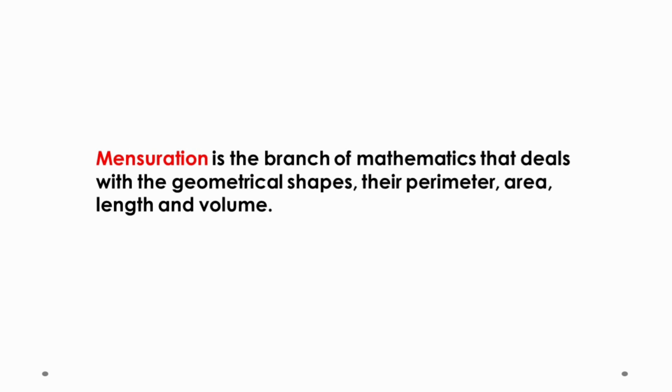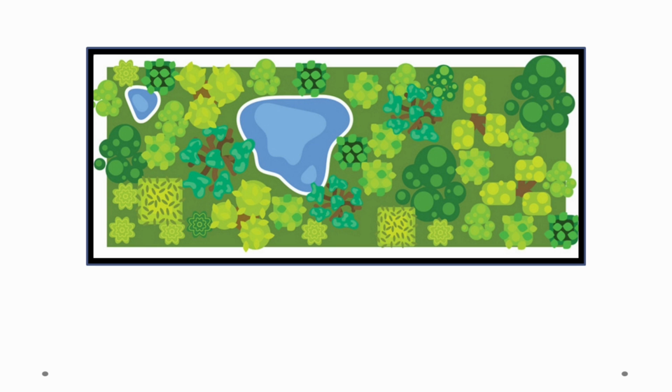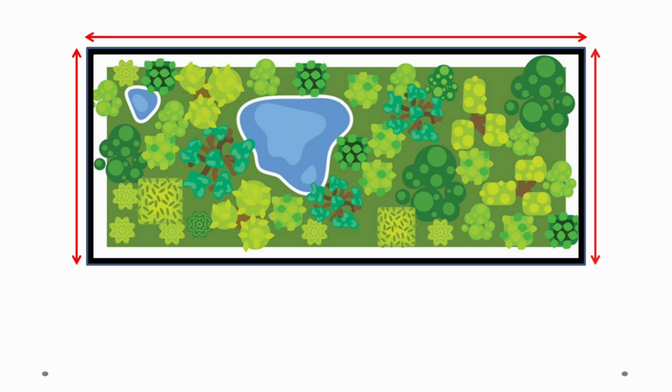Let's begin with understanding perimeter. If we have to build a fence around this ground, we need to know the length of fence required. How would we do that? We would measure the length of all the four sides and add them up. What we have done here is calculated the perimeter of the ground. The perimeter is the distance around the outside of a shape.